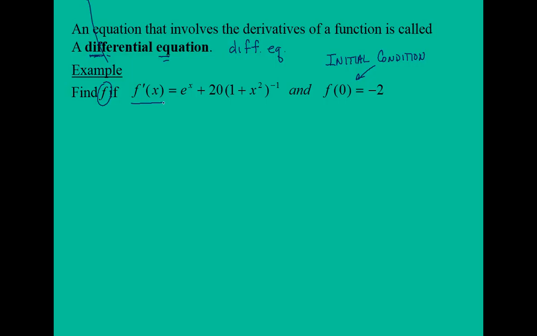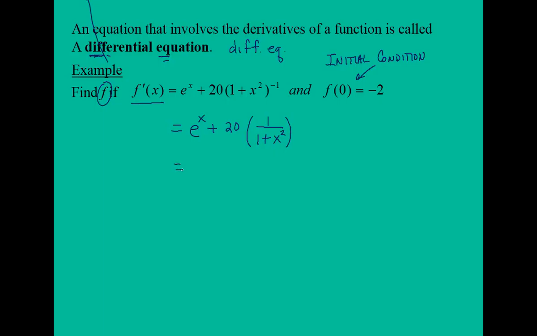So let's look at each term. Actually, let's go ahead and just rewrite this before we get started. This is e to the x plus 20 times, I'm going to rewrite this as 1 all over 1 plus x squared. Now we're going to find the antiderivative of each term.